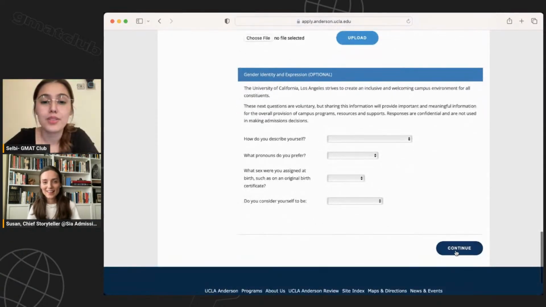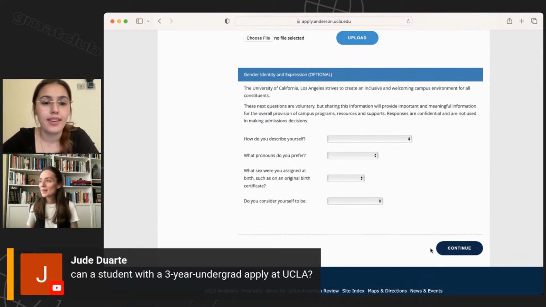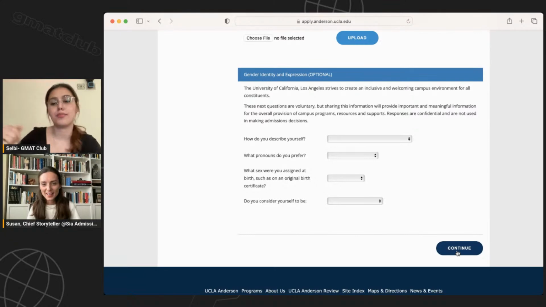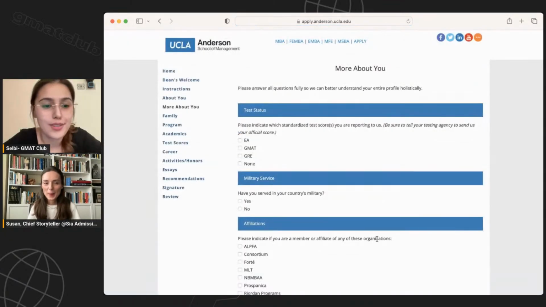Oh, someone asked, can a student with a 3-year undergrad apply at UCLA? I would have to check, because I believe in India there are three-year degrees. So long as it's converted and equivalent to a 4-year undergraduate degree, then yes. But if it's not, then you would not be eligible. Gotcha. Okay, well, we can go to the next section.